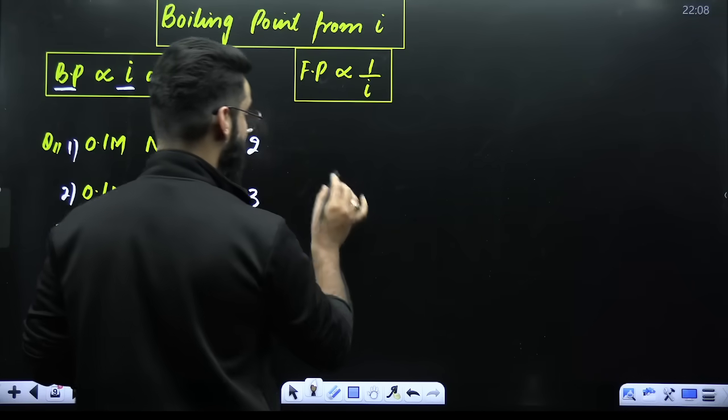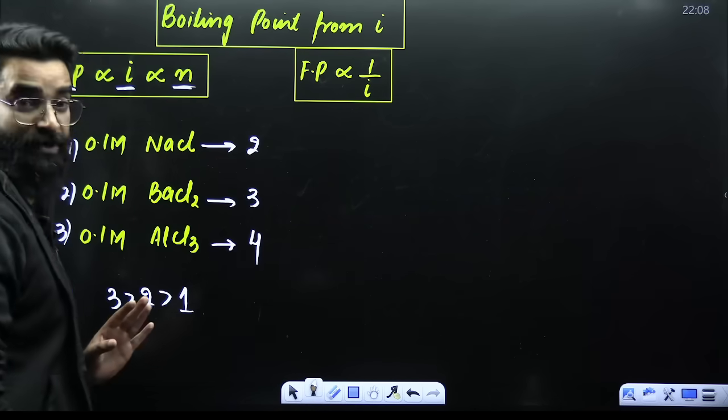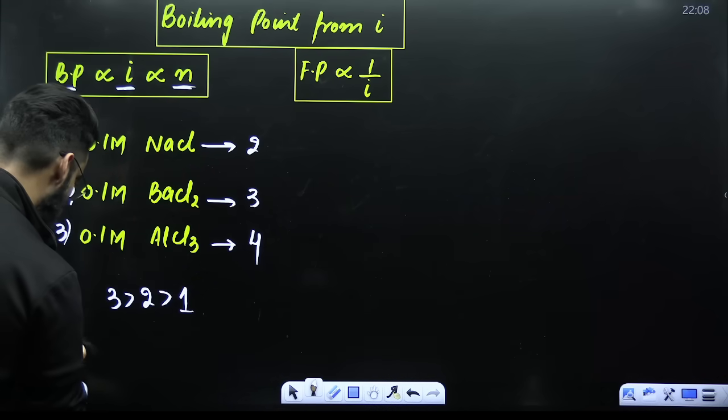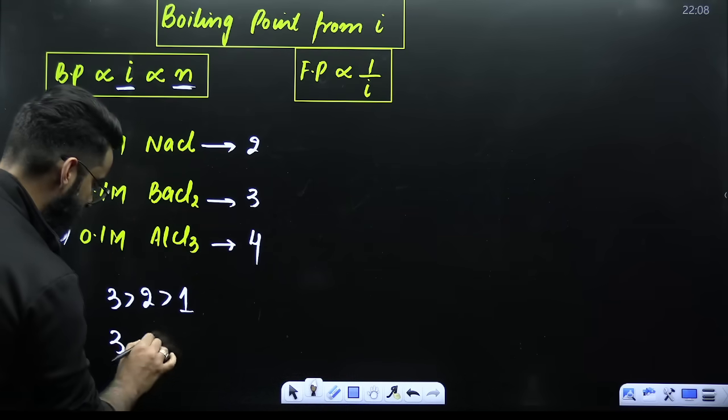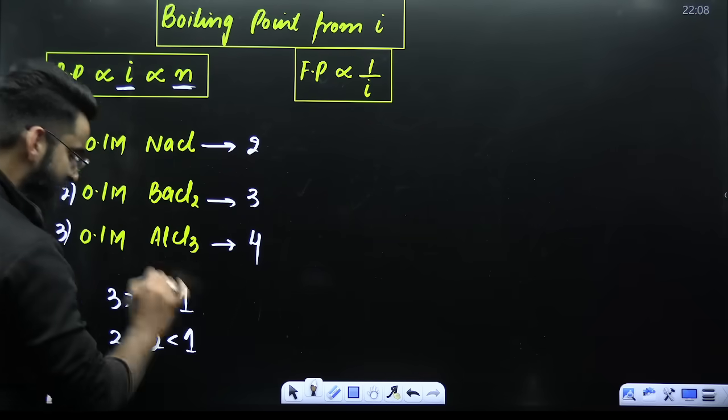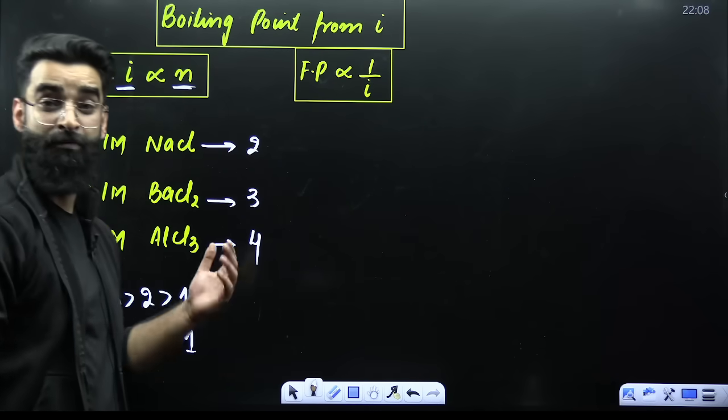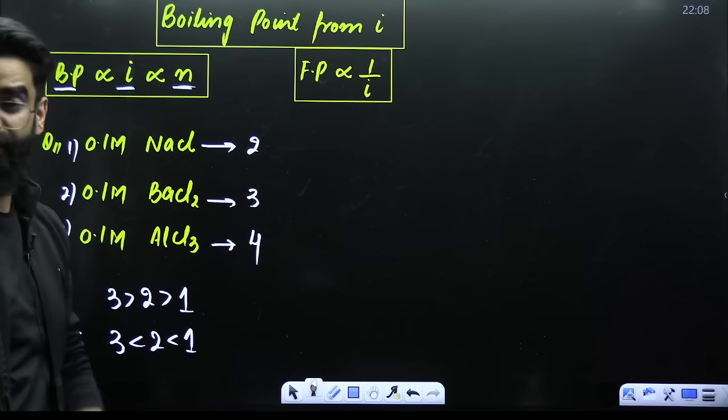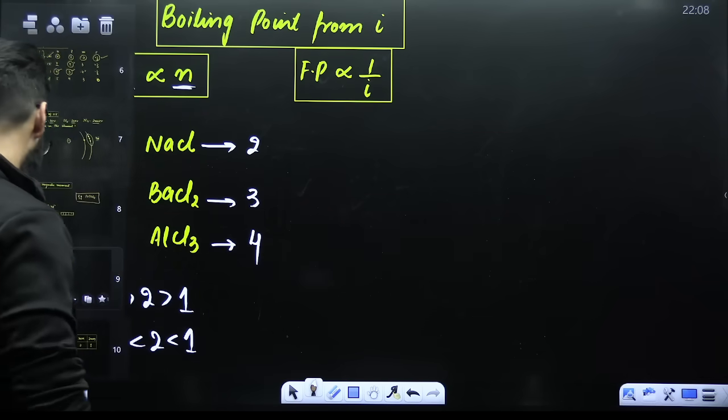Your freezing point of the solution is inversely proportional to the Van 't Hoff factor. So my dear students, if I ask you what the freezing point order would be, it is going to be the reverse of it. Freezing point order is going to be the reverse of it. So the more ions produced, the lesser the freezing point. So remember this particular question as well.